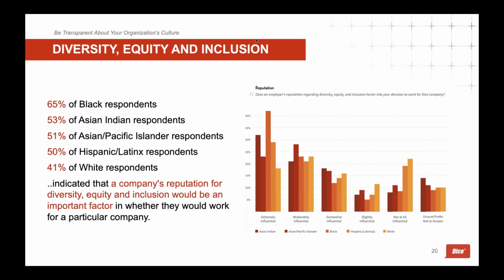The graph visualizes the range of responses to this question by racial group. 65% of Black respondents, 53% of Asian Indian respondents, 51% of Asian Pacific Islander respondents, 50% of Hispanic Latinx respondents, and 41% of white respondents thought that the reputation for diversity, equity, and inclusion was an important factor in whether they would work for a particular company.